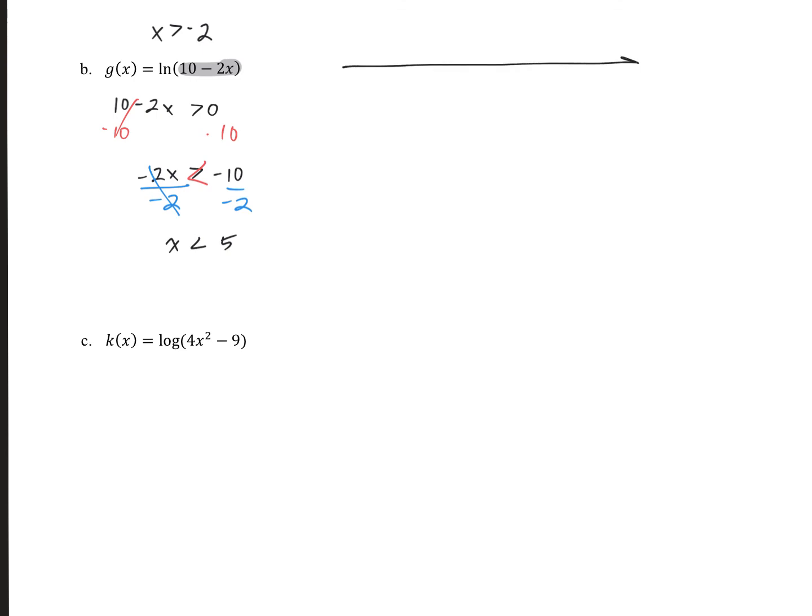We'll go ahead and graph this on a number line. X is less than 5, but not equal to. And go ahead and graph it there. So the domain for our function, g of x, remember to always put the function name. That will be negative infinity to 5, but not including 5.